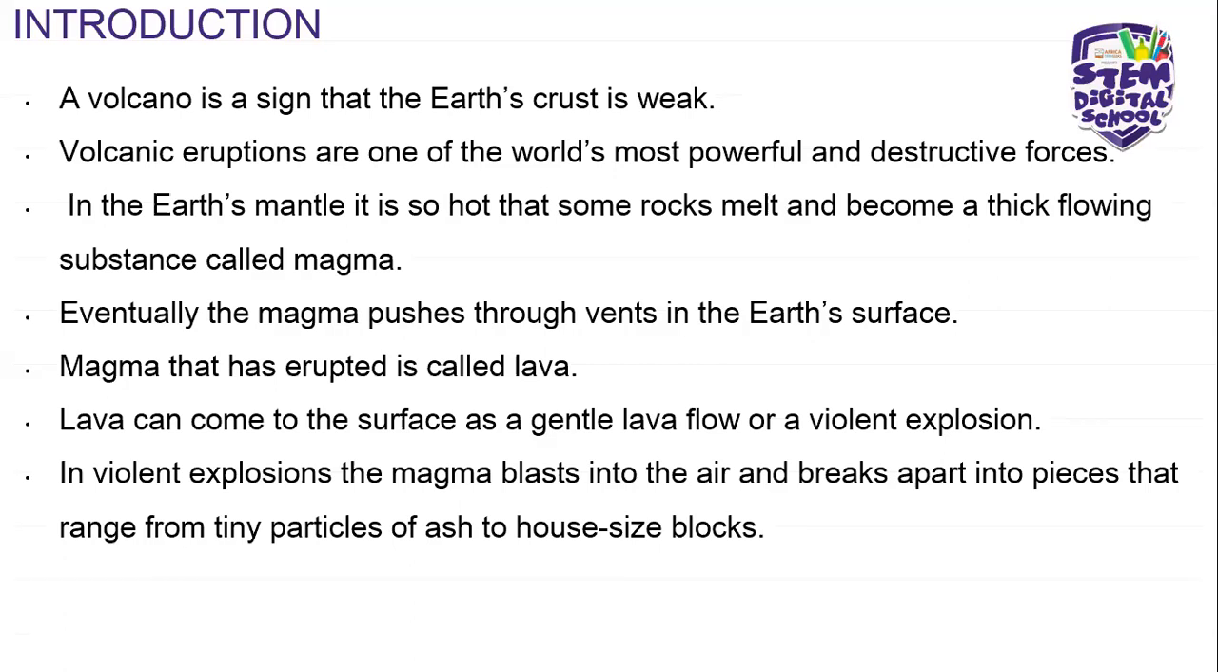Magma that has erupted is called lava. Lava can come to the surface as a gentle lava flow or a violent explosion. In violent explosions, the magma blasts into the air and breaks apart into pieces that range from tiny particles of ash to house-size blocks. So that was the introduction for volcanoes. Now we're going to detail.